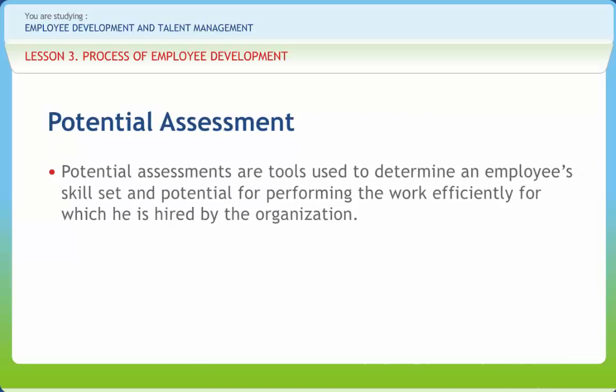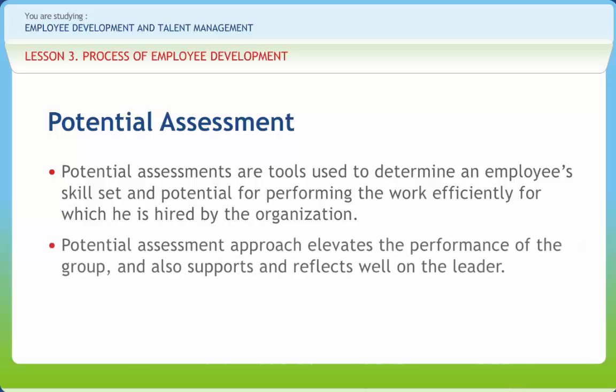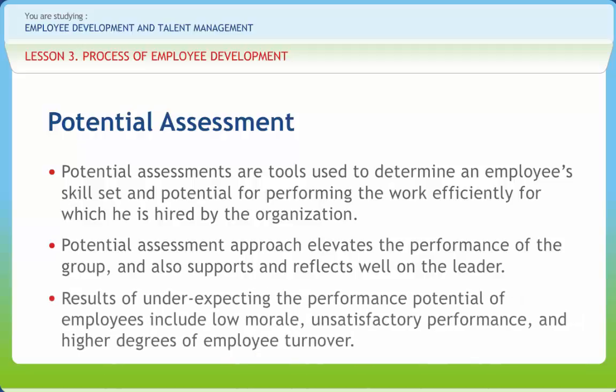Potential assessments are tools used to determine an employee's skill set and potential for performing the work efficiently for which he has been hired by the organization. The most skillful leaders uncover and help nurture individuals' potential, using missteps or mistakes as opportunities to augment and build on strengths. Potential assessment approach elevates the performance of the group and also supports and reflects well on the leader. Results of under-expecting the performance potential of employees include low morale, unsatisfactory performance, and higher degree of employee turnover.